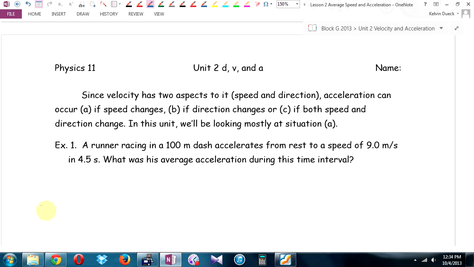Since velocity has two aspects to it, speed and direction, magnitude and direction, acceleration can occur if speed changes, that's what most of you are familiar with, or if the direction changes, that's what you saw when I spun those balls around my head, or both. We're going to mostly look at situation A. Okay? We're going to mostly look at situation A.